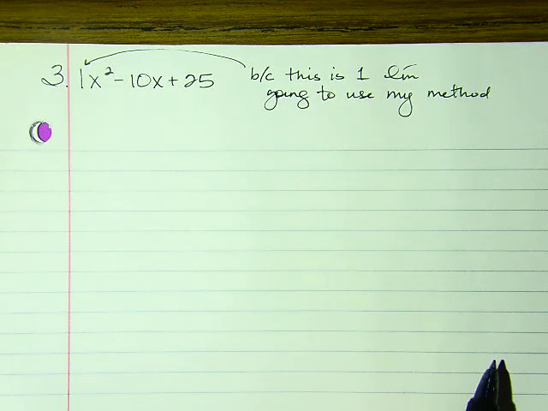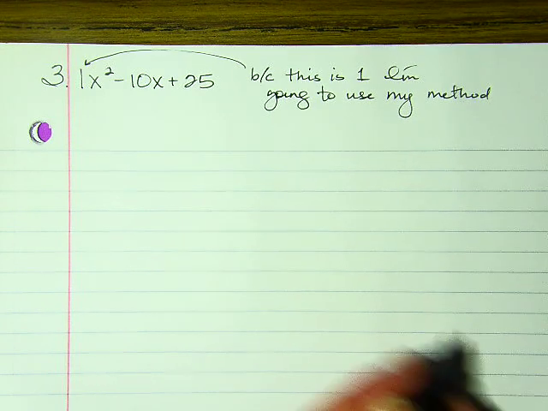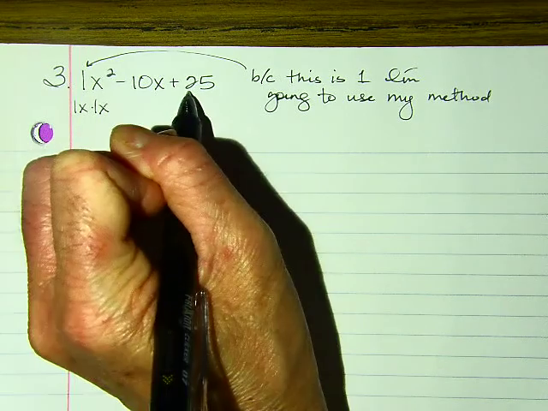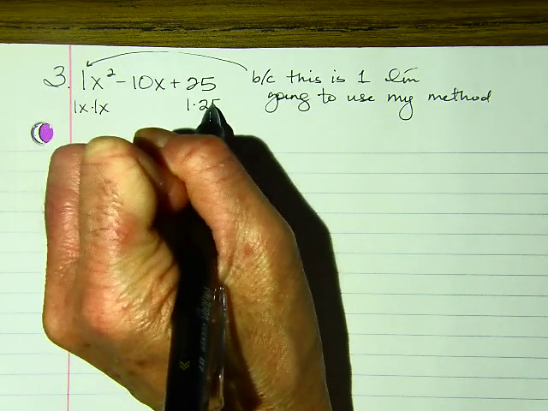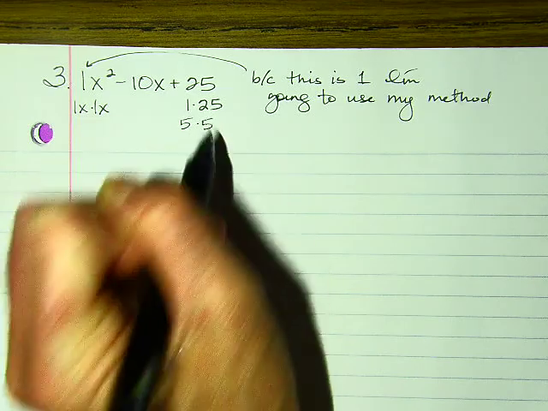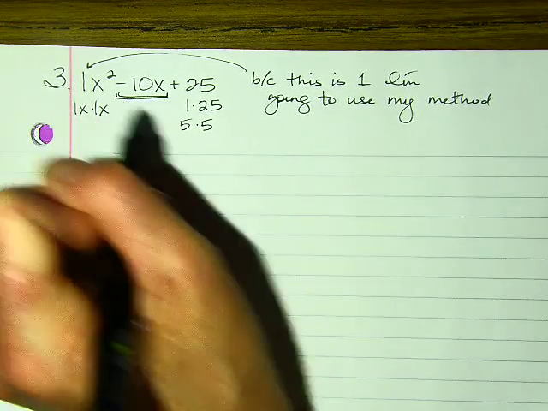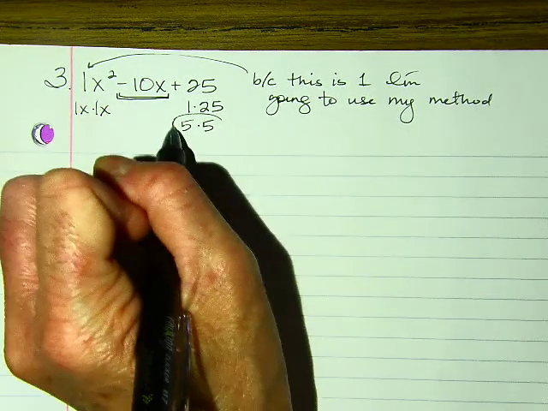Okay? Now, if you want, you can still use your x tool, but I don't need to. 1x squared, that's 1x times 1x. 25 is 1 times 25, or 5 times 5. Which of these could add up to the middle term? Well, the 5 and 5.